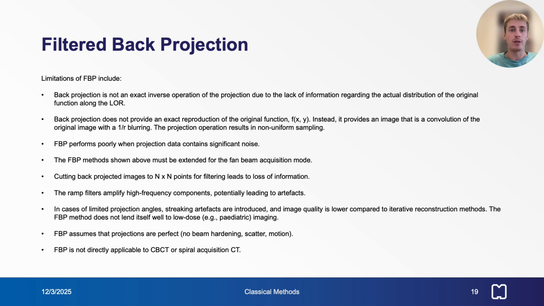The filtered back projection method also does not lend itself well to low dose imaging such as pediatrics, and the filtered back projection assumes that projections are perfect. So there is no beam hardening, scatter, or motion artifacts. And finally, filtered back projection is not directly applicable to cone beam CT or spiral acquisition CT.